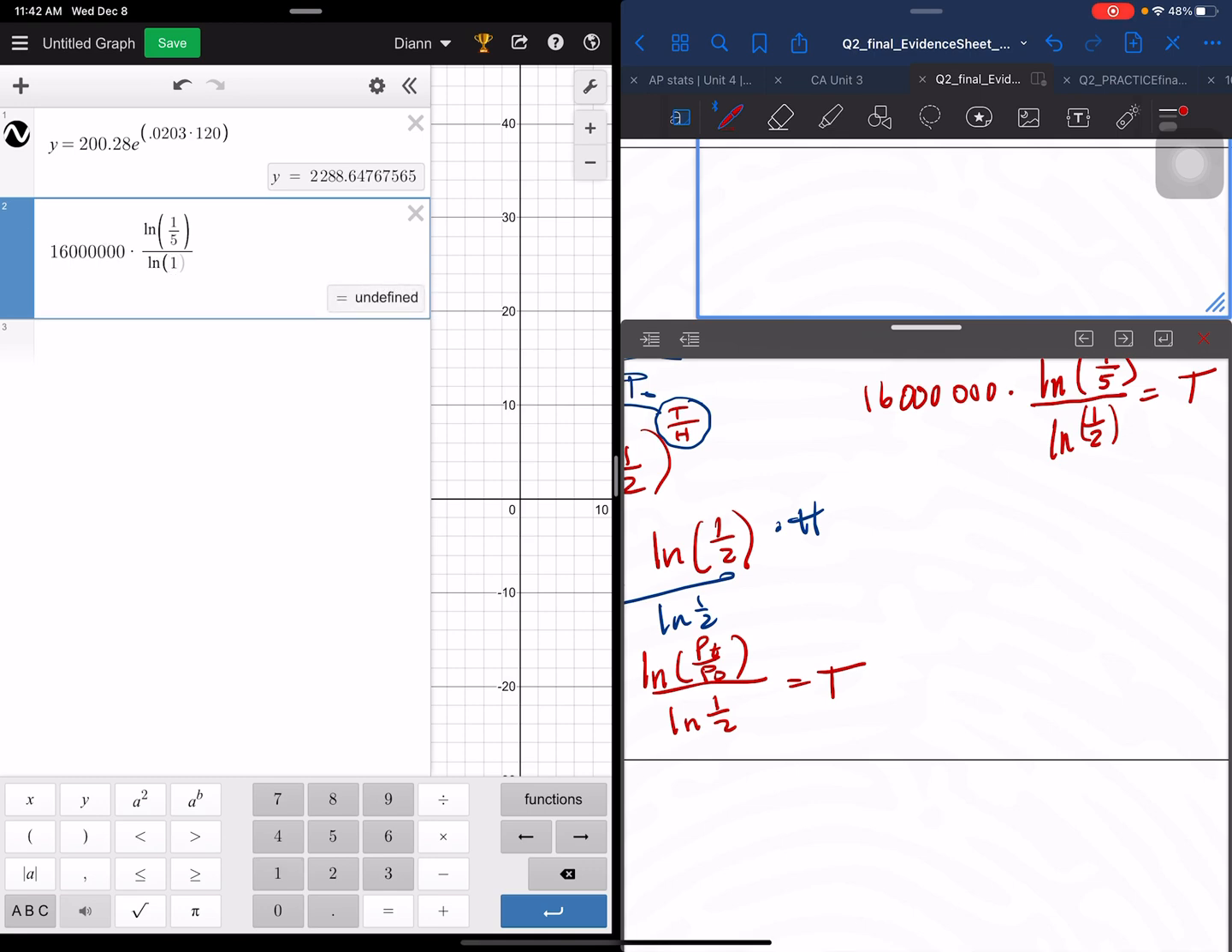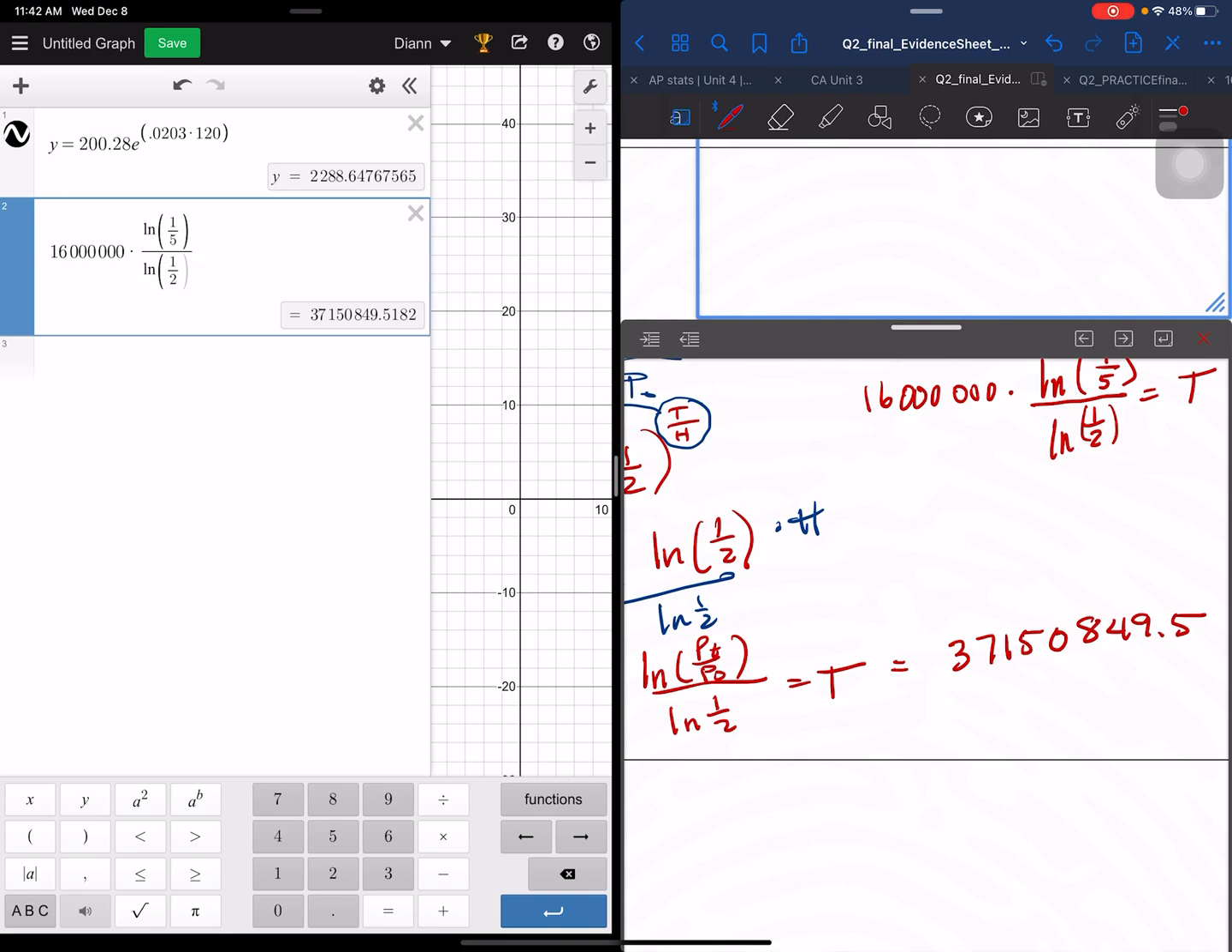We could have cleaned all of this up using our log rules to make it a little prettier to enter. But since we're just getting an answer in actual number form, it's just not that important. I've got an extra parenthesis in there, but there we go. That should be it. And I have t equals 37,150,849.5. Now remember, these are years.